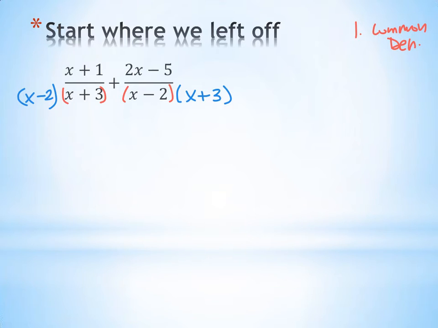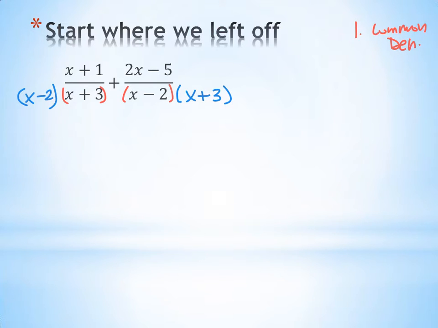Now, when I look at these, if I have x minus 2 times x plus 3 in both of those denominators, now those are common denominators. So even though they're binomials, they are both factors and they both have identical factors. So instead of just looking at it in terms of numbers, we have to look at them as what are some of the binomials that we can have.